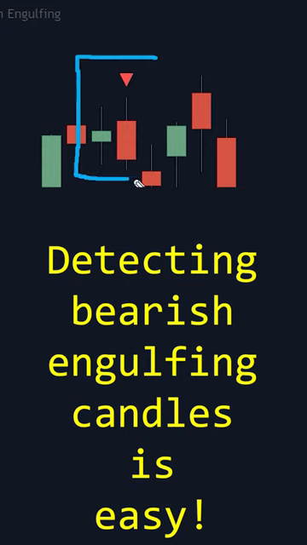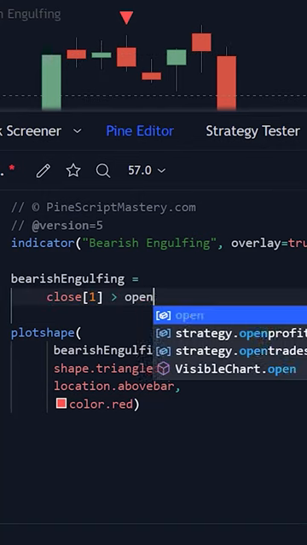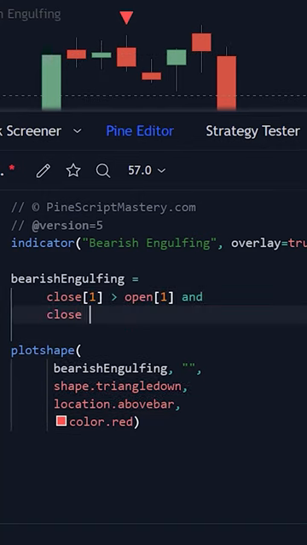Detecting bearish engulfing candles in Pine Script is easy, but it does require several steps. First, we need to check that the previous bar was a bullish bar, and then we need to check if the current bar closes lower than the previous bar's opening price.